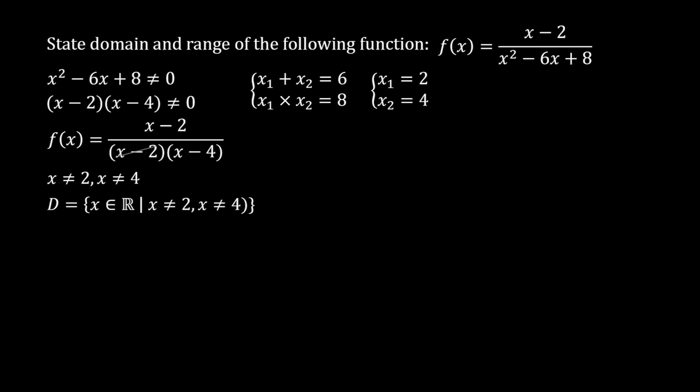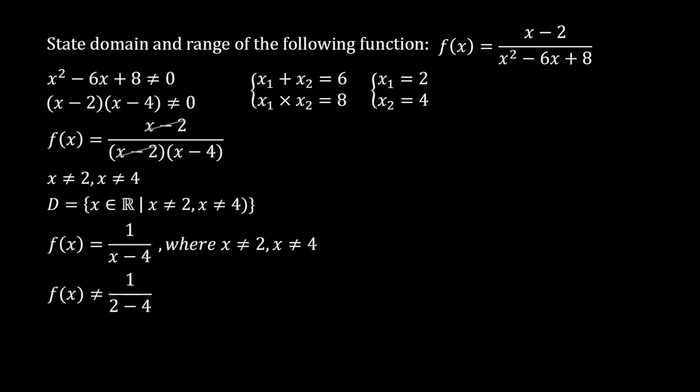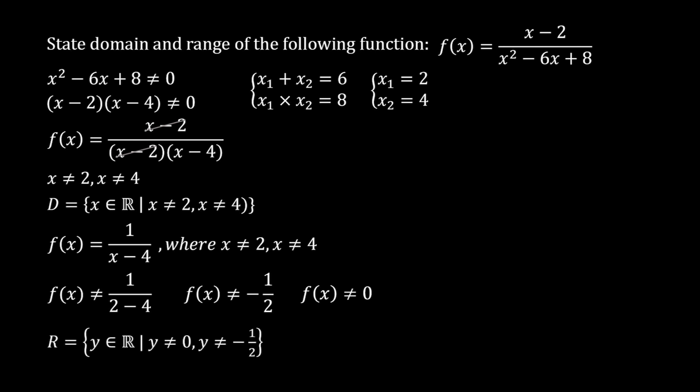Now we can simplify the fraction and write the original function as f of x equals 1 divided by x minus 4, where x is not equal to 2. The function has a discontinuity at x equals 4. Since x can't be 2, the range of the function has a hole at y equals minus 0.5. The range also excludes 0, since f of x gets closer and closer to 0 when x increases toward positive or negative infinity, but never reaches that value. So, the range of the function is the set of all real numbers except 0 and negative 0.5.